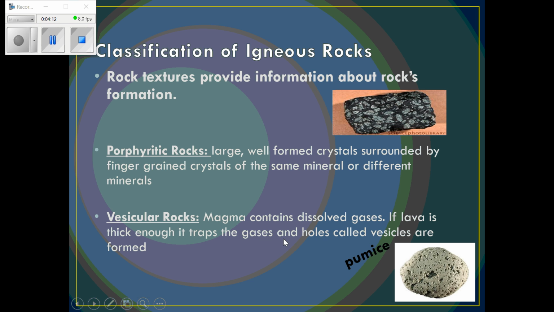So when it's cooling, the gas bubble pops and it forms holes in the rock. Pumice that we use on our feet when you get a pedicure typically has all those holes, so that is called vesicular in texture.